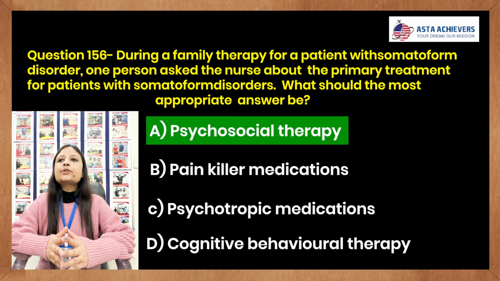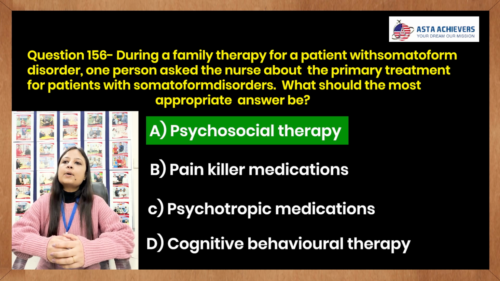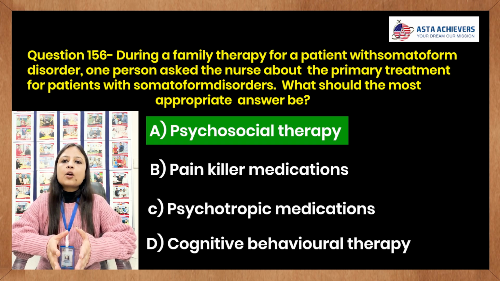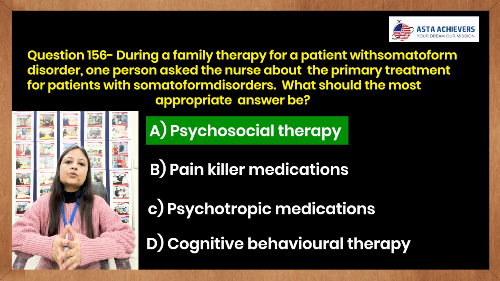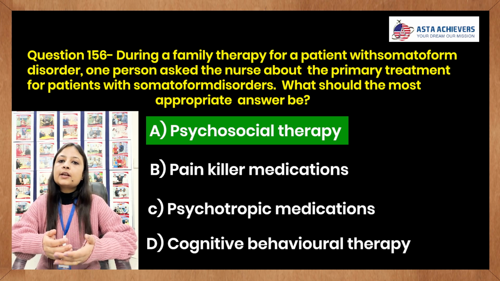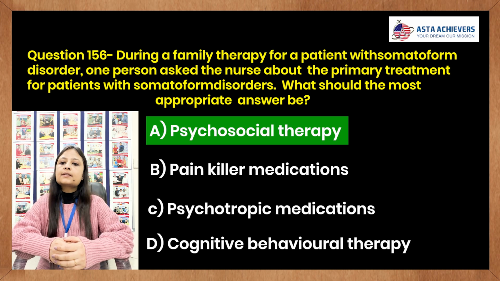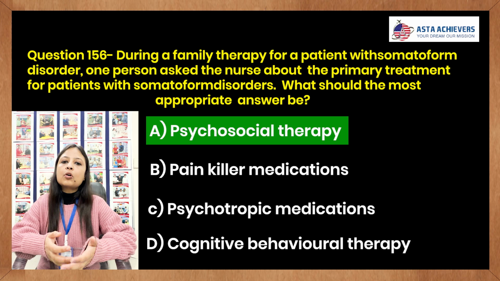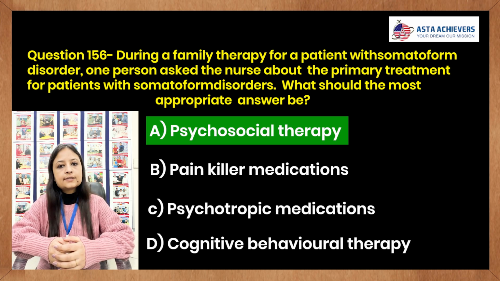Question number 156. During a family therapy for the patient with somatoform disorder, one person asked the nurse about the primary treatment for the patient with somatoform disorder. So what should the most appropriate answer be? Option A, psychosocial therapy. Option B, painkiller medication. Option C, psychotropic medication. And option D, cognitive behavior therapy. So option A, psychosocial therapy, is the correct answer, because somatoform disorder is a mental health condition where the individual experiences significant distress over the physical symptom that may or may not have a clear medical cause, but the thoughts, feelings and behavior related to these symptoms.